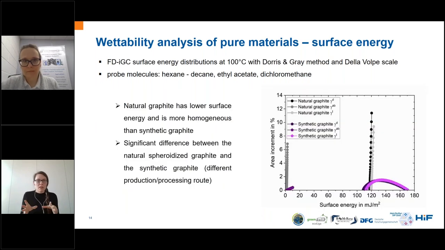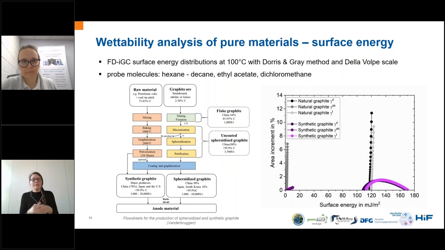If we now have a look at the anode materials, the natural graphite and the synthetic graphite, you can already see at first sight there's a huge difference between those two materials. The natural graphite, in grayish colors, has a very homogeneous surface, so there's almost no distribution at all, whereas the synthetic graphite has a large distribution. The maximum surface energy value is also really different, with 120 for the natural graphite and roughly 170 for the synthetic graphite. And also for the polar parts, there's some deviation.